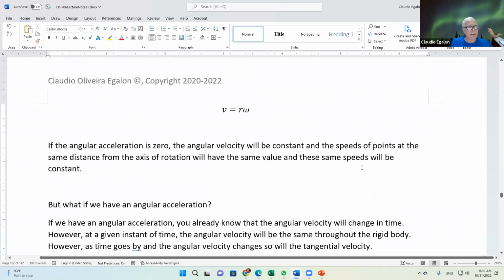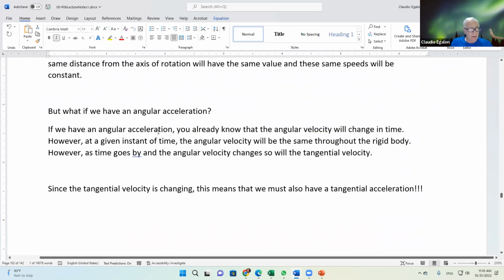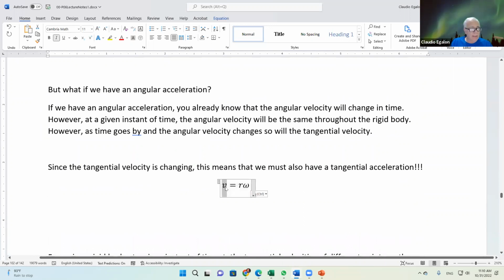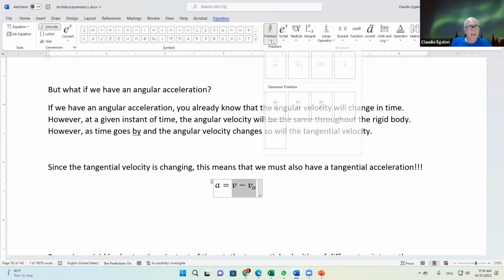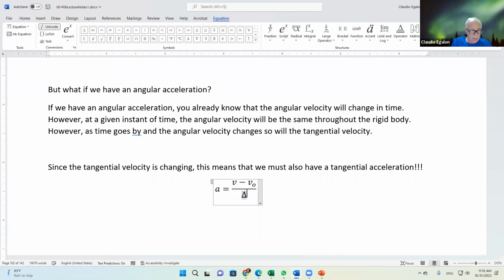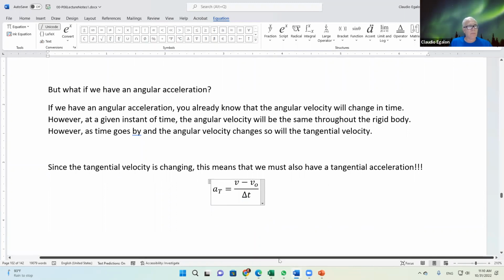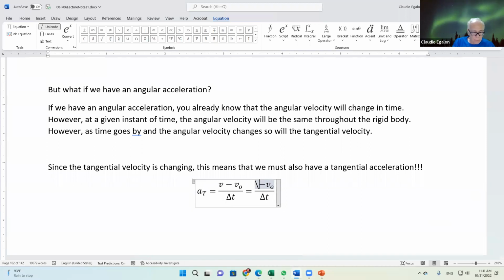So how do we define the tangential acceleration? Let's take a look here. I'm going to denote the tangential acceleration just by a subscript T. It's going to be final velocity minus initial velocity over delta t. Just to keep consistent with the book, let's put the T there in the subscript. But let's not forget that the final velocity is going to be what? Final omega times R. And the initial velocity is going to be what? Initial omega times R, right?